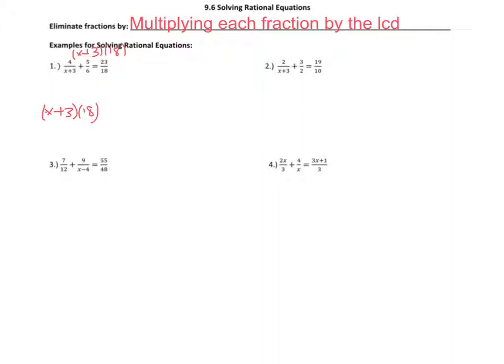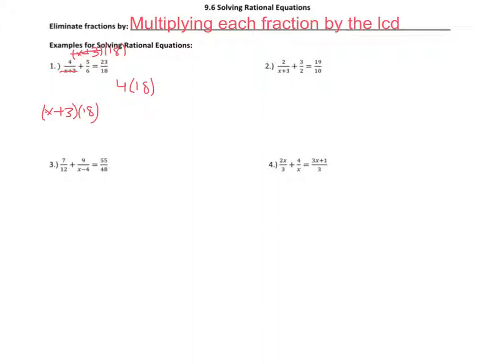Alright, so now we can see what that is going to do to each piece of our equation. For our first term, we have 4 times x plus 3 times 18. There's also an x plus 3 on the bottom, so that x plus 3 on top and that x plus 3 on the bottom are going to cancel. We're just left with 4 times 18, and there's not going to be a denominator anymore.